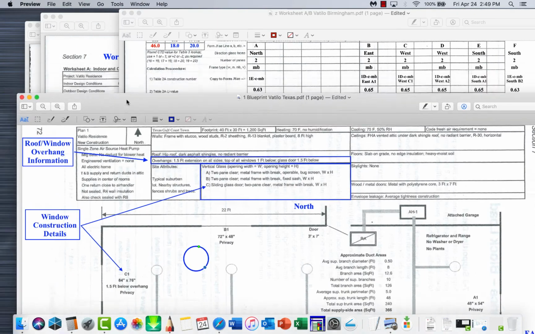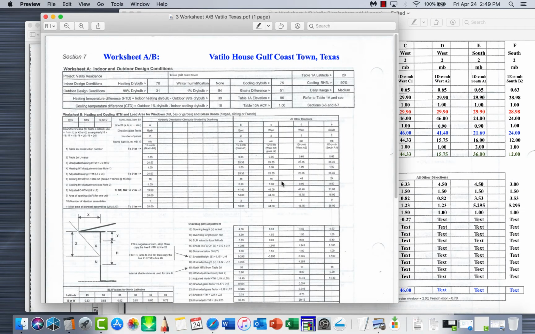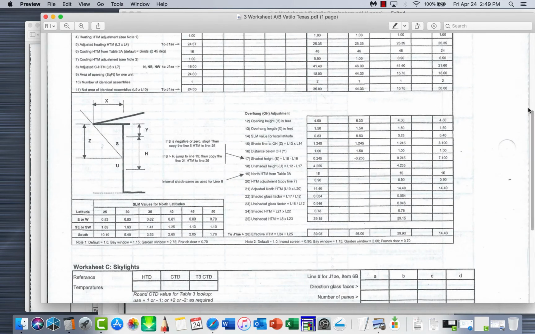Let's look at another window, and we'll go to the actual Vatilo house. And here you see the same thing I was talking about. This information down through here, like I said, there you see they got a negative number there. They just jumped to there. All these are blank. And of course they took the 46 from up here because the window's completely shaded. Now the next window would be a full calculation.